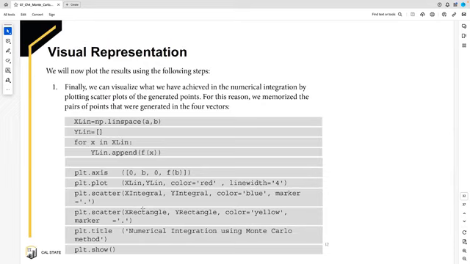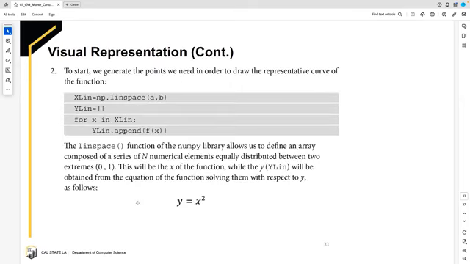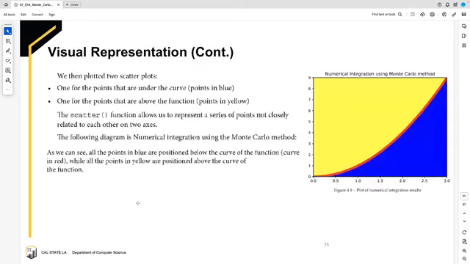Okay, so then in the code, we have a visual representation. I'm not going through the details of it now. Once you have those arrays, you simply plot them with different colors, and we are going to look at it together.